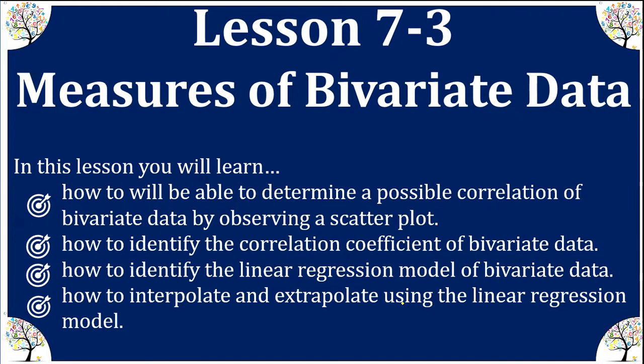In this lesson, we're going to learn about bivariate data. We're going to learn to determine if there is a correlation between two sets of data by looking at scatter plots, correlation coefficients, and creating a linear regression model, also called a line of best fit, which we will write in the form of y equals mx plus b. So our lines of best fit will be linear functions. We'll also learn how to interpolate and extrapolate using our line of best fit, also called linear regression model.